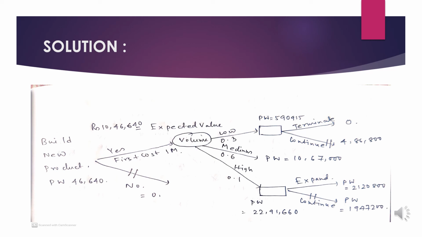So the organization at the end of the day should be investing in this particular project and should be building the new product, and also considering the further options shown here. That means the low volume termination should be done, the medium volume should be kept continued, and for the high volume the continuation part should be pruned but the expansion part should be continued. Keeping this in mind, the organization should earn at the end of 8 years a profit of 46,640. This is the solution for this complex decision tree.